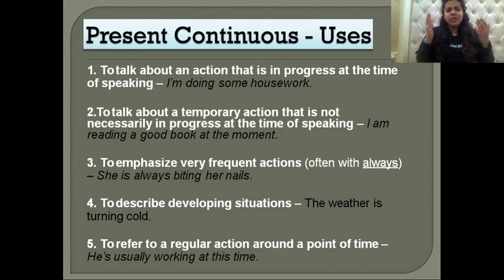Now, where do we use present continuous tenses? Some children understand how to make continuous tenses, like yes, we have to add ing, we must have a helping verb. Now, what are the different contexts in which we can use present continuous tense? That's the question. So present continuous tenses are used, number one, to talk about an action that is in progress at the time of speaking.